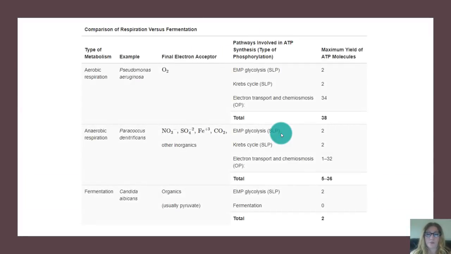All right, so here's another great graph that I was able to find that shows different types of metabolism and different maximum yields. So here we see the different types of glycolysis and fermentation pathways and electron transport chain. So let's just take a look at this. So types of metabolism. Let's first look at a microorganism called Pseudomonas aeruginosa that undergoes aerobic metabolism. So this aerobic respirer uses oxygen, as it should. It uses the EMP glycolytic pathway, it uses the Krebs cycle, and then it uses the electron transport chain, and it yields the maximum 38 ATP molecules.